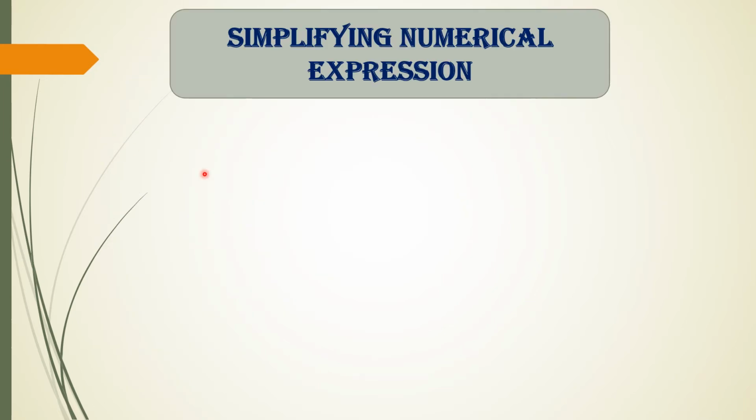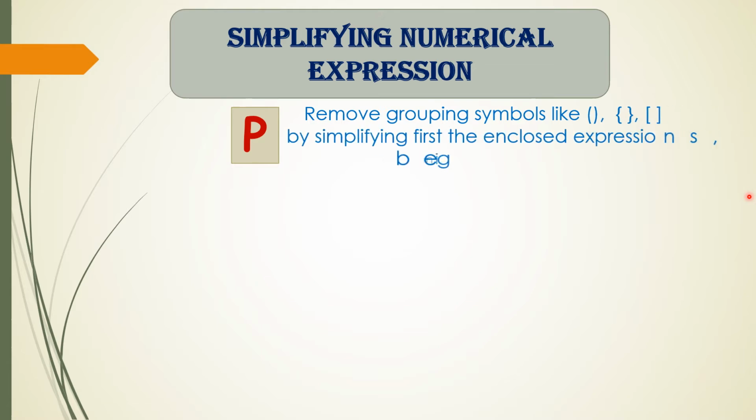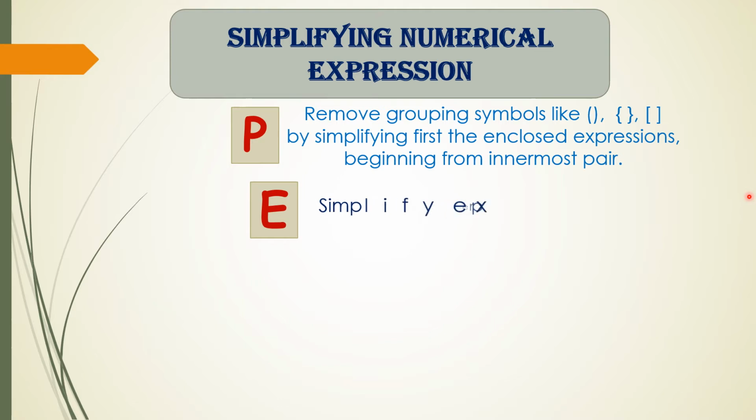Now in simplifying a numerical expression, we have to follow these steps. First, we have the letter P. So remove grouping symbols like parentheses, curly braces, or brackets by simplifying first the enclosed expressions beginning from innermost pair. Next, we have letter E. Simplify expressions with exponents.